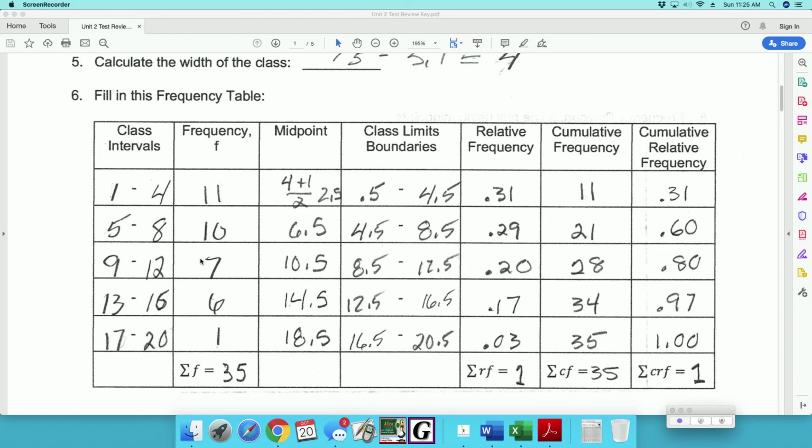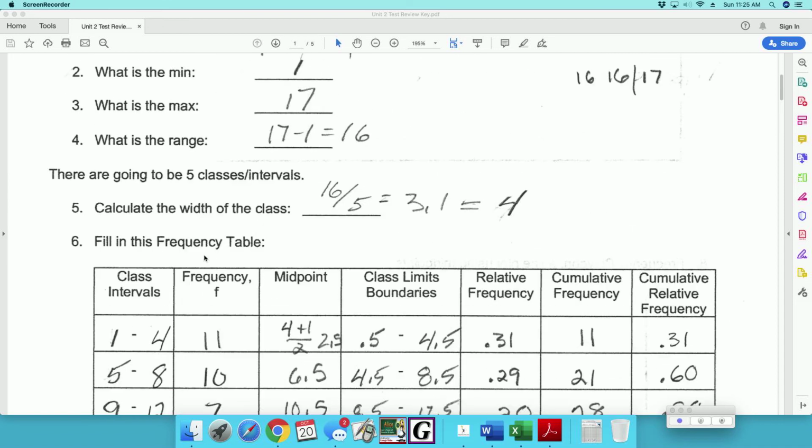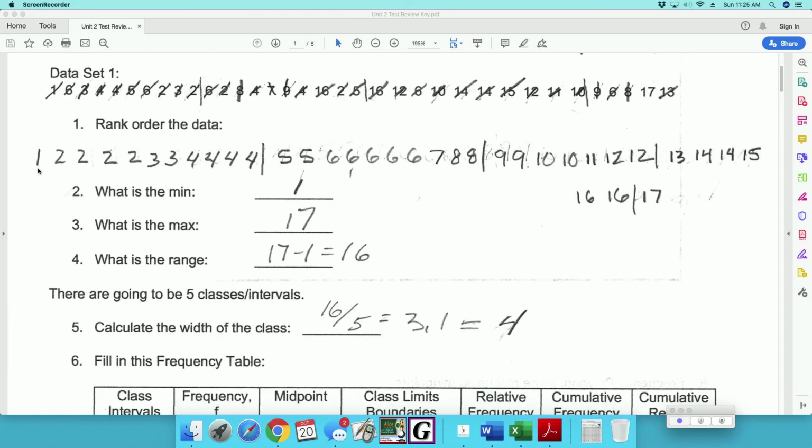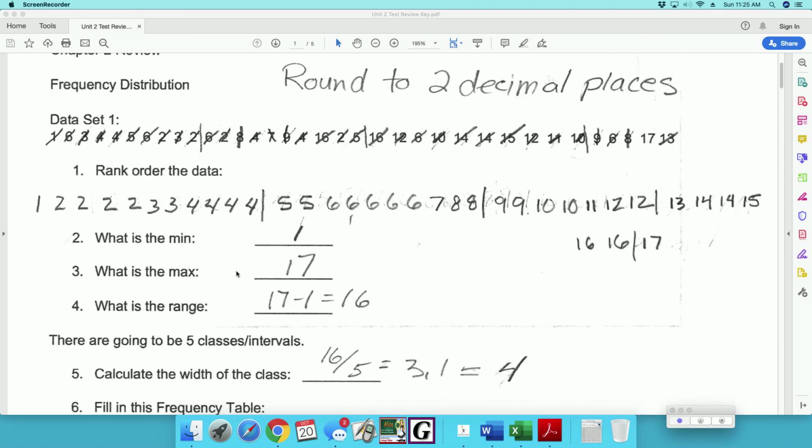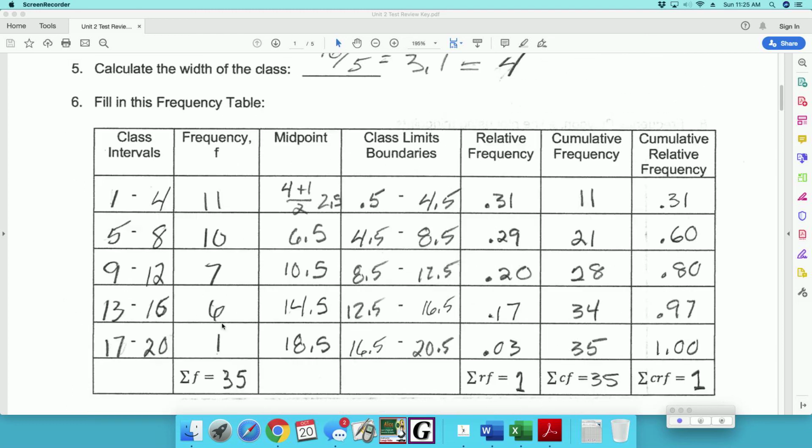So you look at your data between 1 and 4 and you count how many there are. 1, 2, 3, 4, 5, 6, 7, 8, 9, 10, 11. The frequency of the first class is 11. You do that for every class. And I got 11, 10, 7, 6, and 1. You add all the frequencies up, and you should get 35, which is the number of elements in the data set.